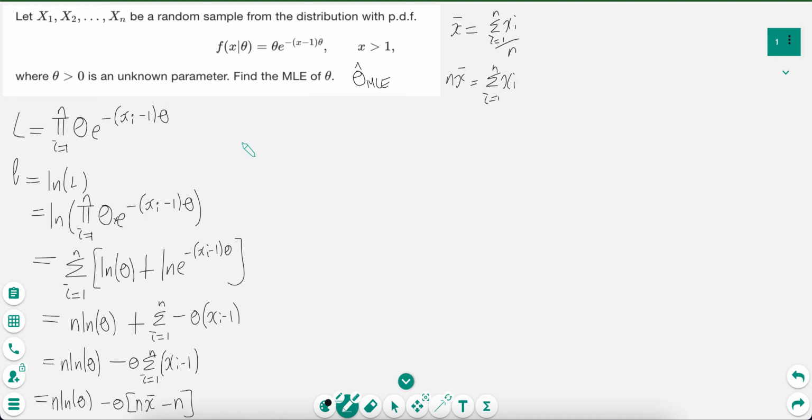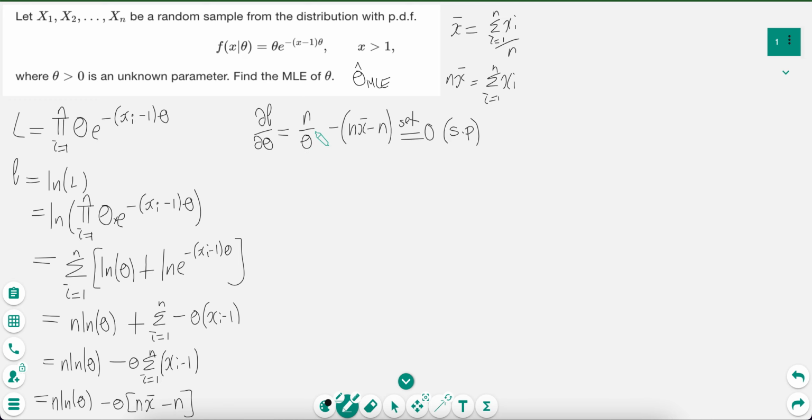We can then take the derivative of this with respect to theta. So del L on del theta is going to be n on theta, and then taking the derivative of the other term with respect to theta, we can just extract everything that's not theta, essentially. So we're going to get minus n x bar minus n. And to find the maximum, we can set it equal to 0. That will just give stationary points. We're going to have to prove that it is, in fact, a maximizer.